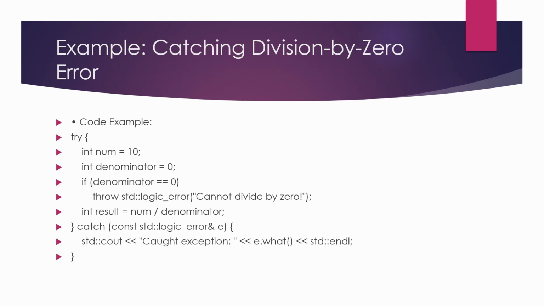Let's look at a practical example. Catching a division by zero error. In the code, if the denominator is zero, we throw a std::logic_error. This error is then caught by the catch block, which prints the error message. This is a simple way to handle one of the most common runtime errors.